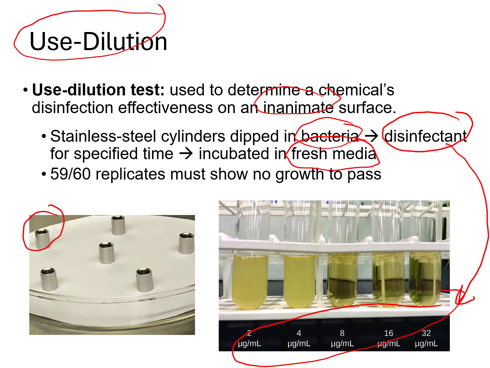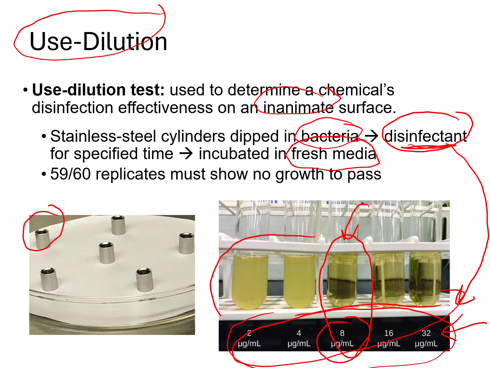So in the picture below, I can see that, let's pretend this is some kind of disinfectant at different concentrations. It looks like this is the lowest concentration of the disinfectant or chemical that is effective at killing the microbes. Anything lower than 8 micrograms per mL, in this case, has cloudiness. So that means that those concentrations of the disinfectant were not effective in killing the microbe.